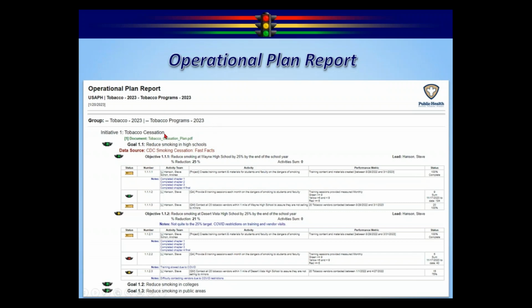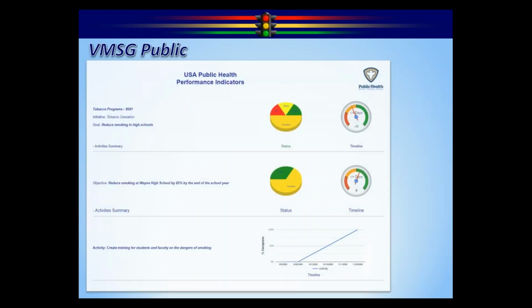The group, the initiative, you see this green says there's a document attached to the initiative. There's that data source we talked about, the CDC smoking cessation fast facts, attached to the goal. I've got the notes down here in blue. I've got all my traffic lights, all the people that are assigned. I've got a bunch of information in here. Probably this level of detail would only be really interesting to Steve Hansen, who's the objective lead. Everybody else just kind of wants to know, hey, how are we doing? And that's where VMSG Public came from.